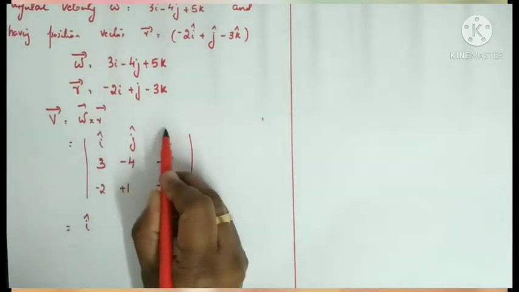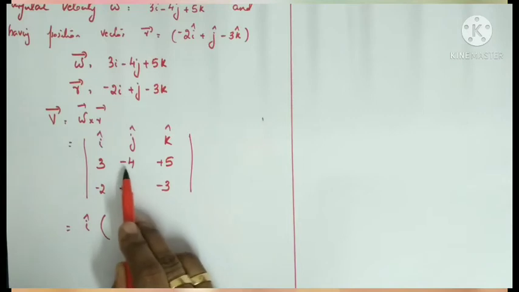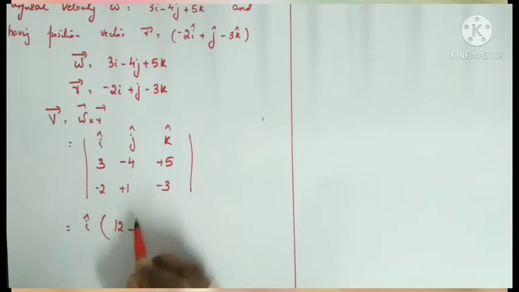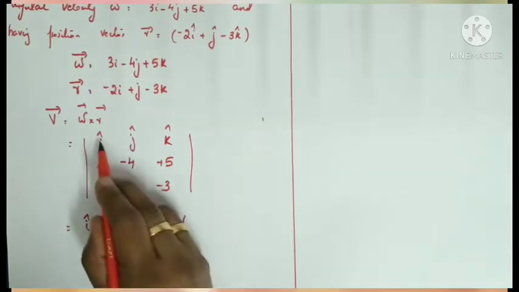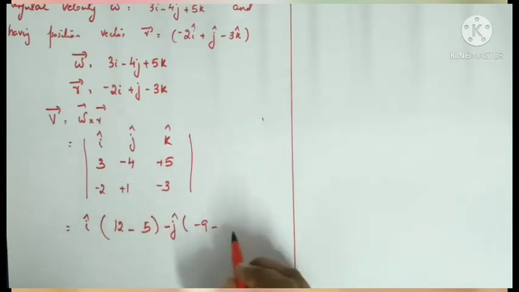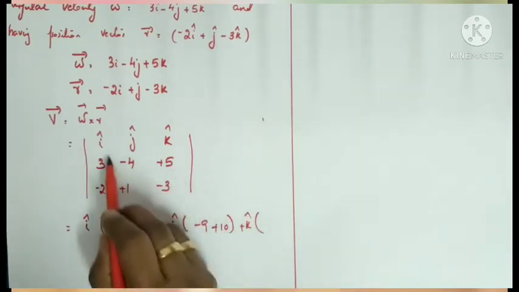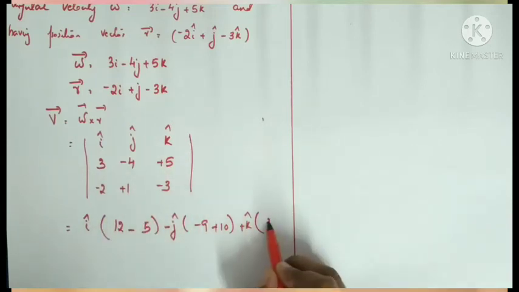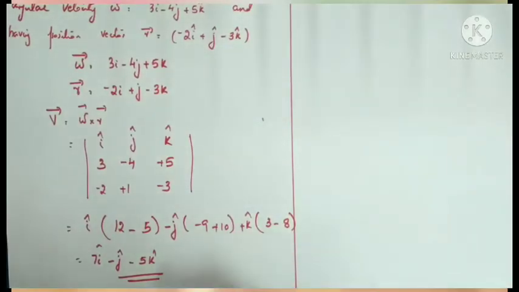So I into, leave that row and column, here 4 into 3, that is 12, here minus 12, minus 5. Then the second term is negative, minus j into, leave that row and column, here minus 9, minus 10. This is negative, so plus 10. Then the last term is k, positive, plus k into, leave the row and column, 3 minus 8. After simplification, 7i minus j minus 5k. So that is the velocity vector.